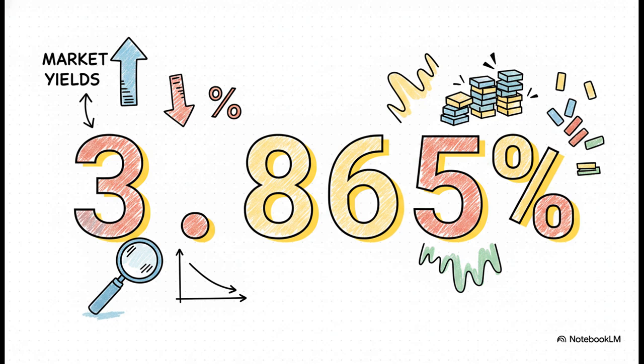Let's anchor this concept with a highly specific real-world calculation from our source material. Imagine you calculate a bond's modified duration and you land on the number 3.865. What does that actually mean for your money? It means that for every 1% spike in overall market yields, the price of your specific bond will drop by approximately 3.865%. It acts as a direct multiplier of your risk.